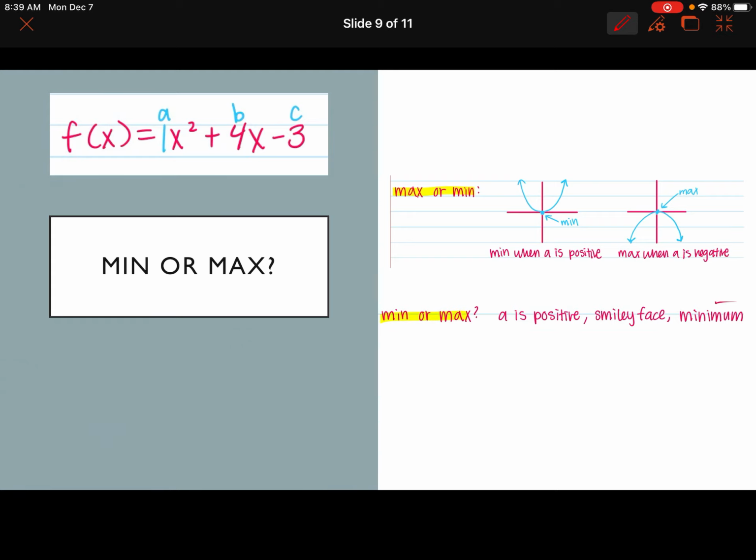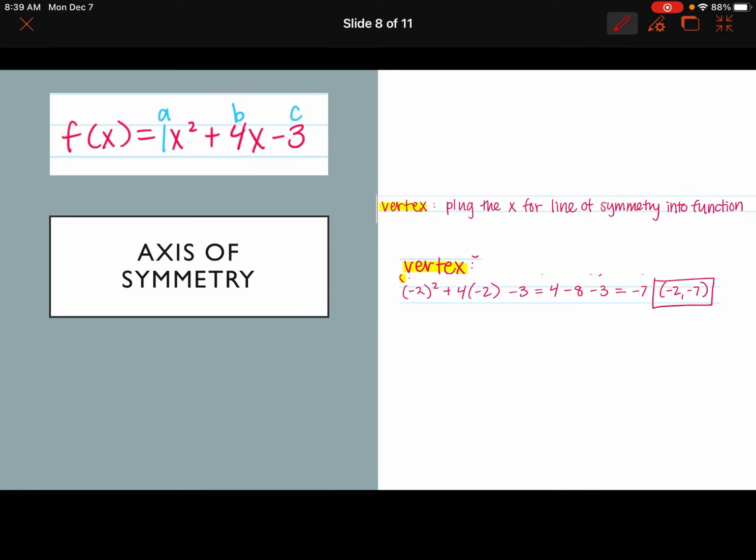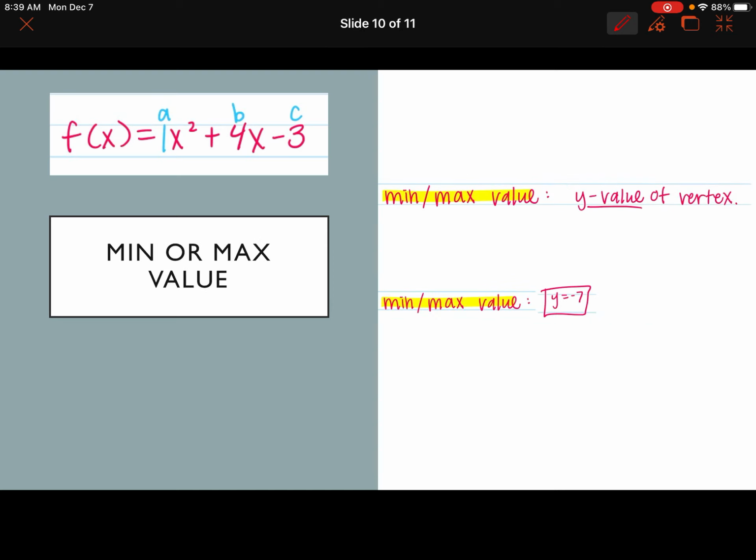Okay, so we have a minimum, but where is that minimum? What is the min or max value? It is simply the y value of the vertex. The y value of the vertex. So let's go back. Here's our vertex. Negative 2, negative 7. So if it's just the y value, then the min or max value is y equals negative 7.